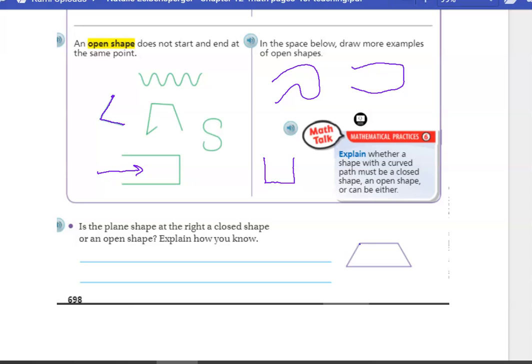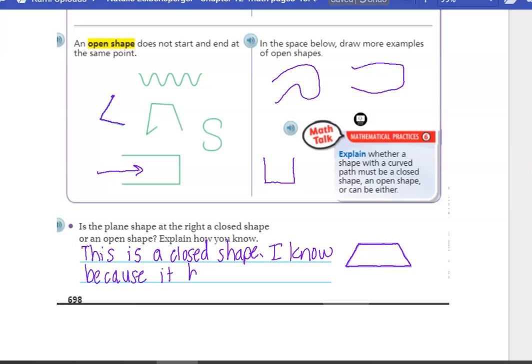If I start here and I draw my line and I continue following this shape, it's going to end at the same spot that it started. So that's what I can write for my answer. So this shape is a closed shape. I know because it begins and ends at the same point. So you may pause the video and finish writing that if you haven't.